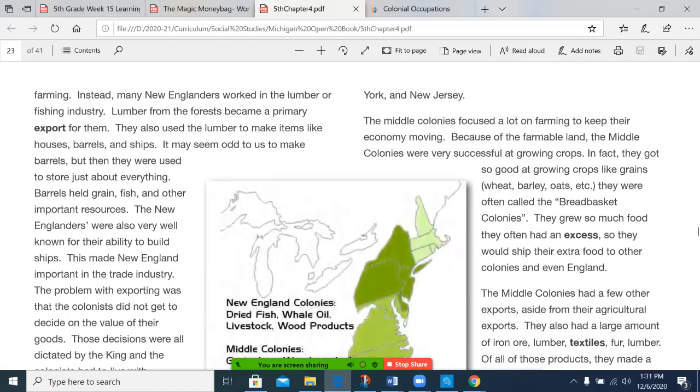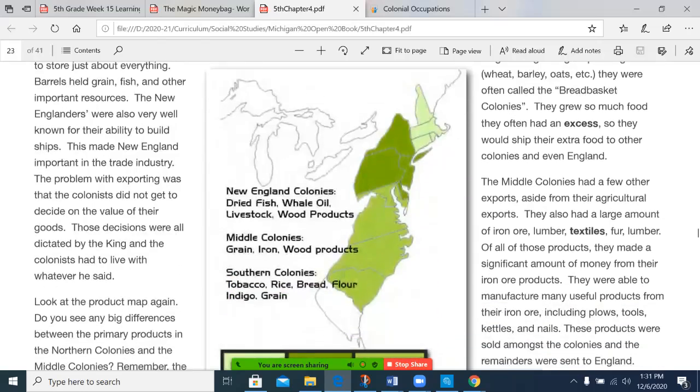Because of the farmable land, the middle colonies were very successful at growing crops. In fact, they got so good at growing crops like grains, wheat, barley, oats, etc., they were often called the breadbasket colonies. They grew so much food they often had an excess, so they would ship their extra food to other colonies and even England.